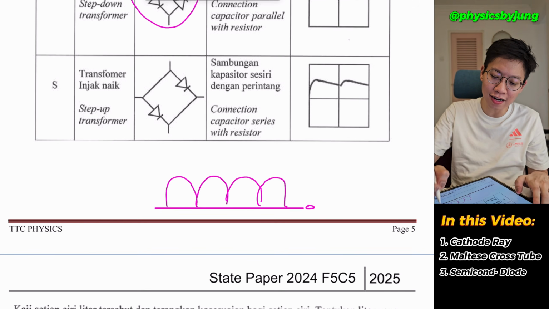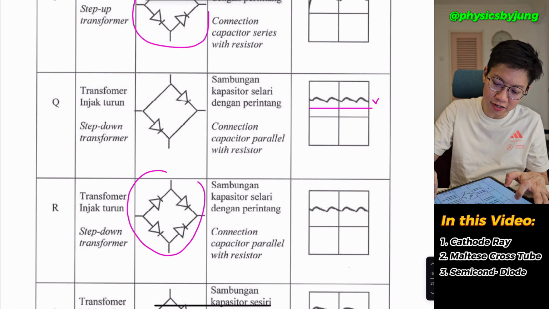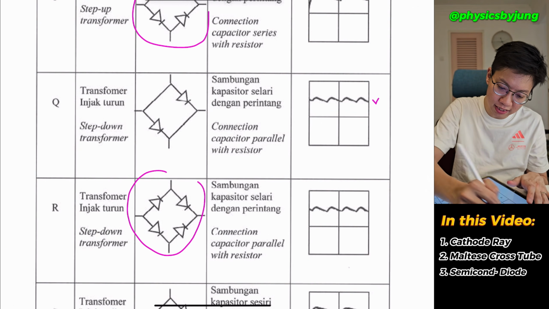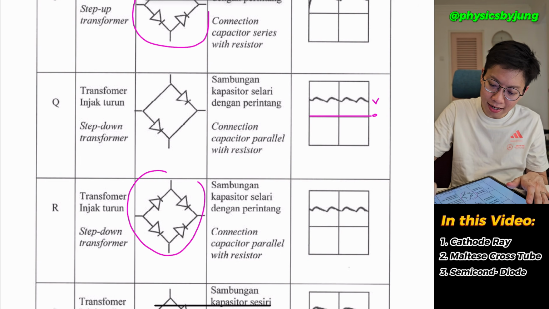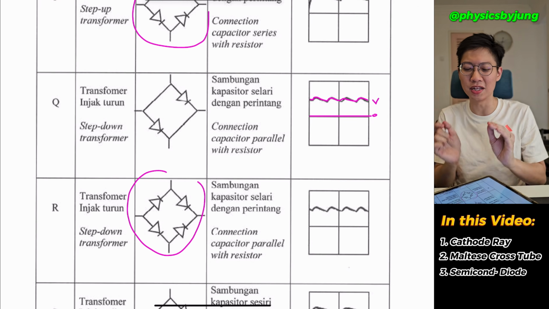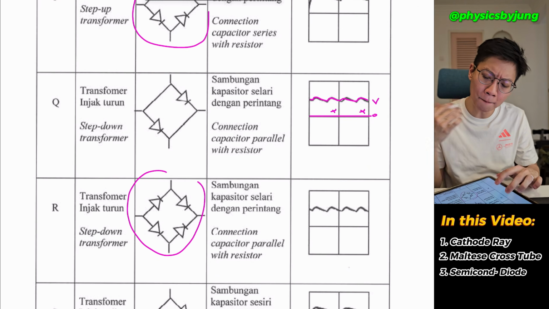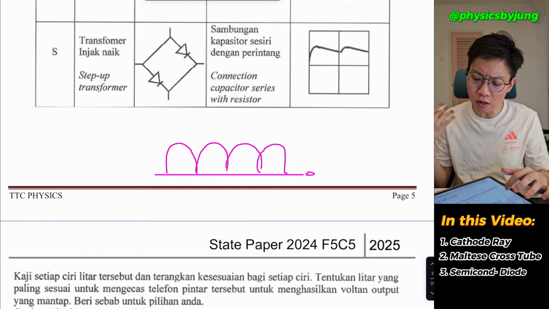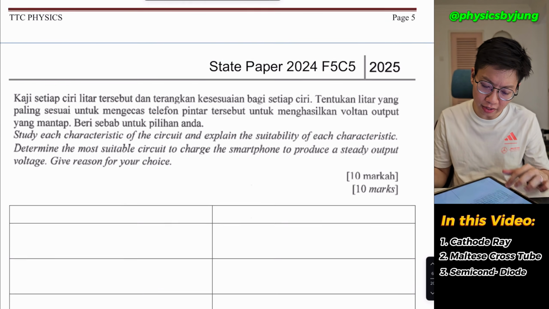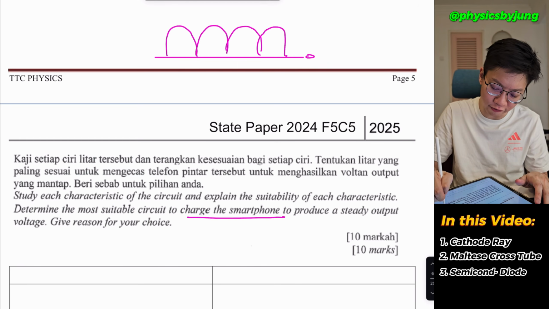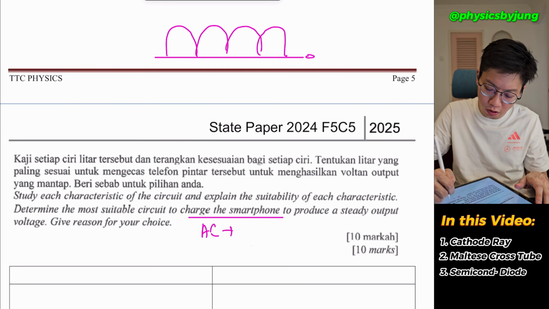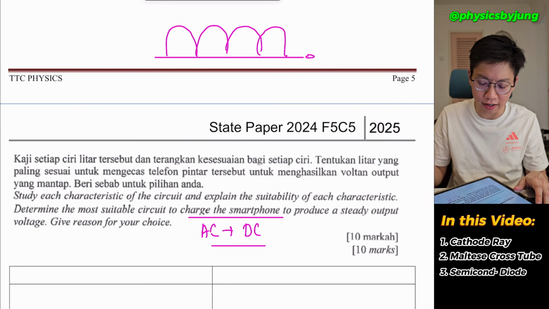We want the current to not drop to 0. So you can see, right, if I put the 0 line here, you see that my current will fluctuate a bit, it will increase, decrease a bit, but at least it doesn't go to 0. So the whole purpose of this, right, is we need to know that if you want to charge the smartphone, you need to change this alternating current to direct current.